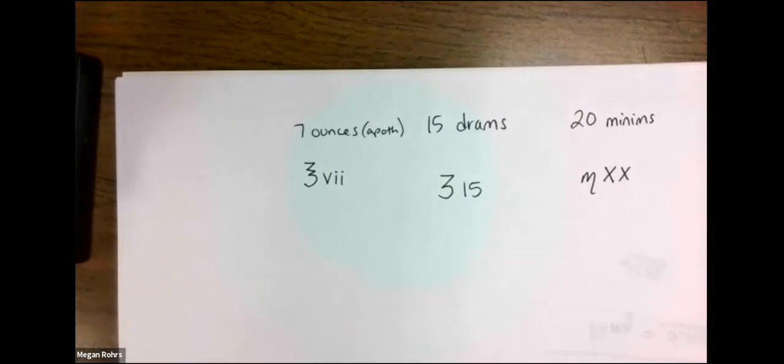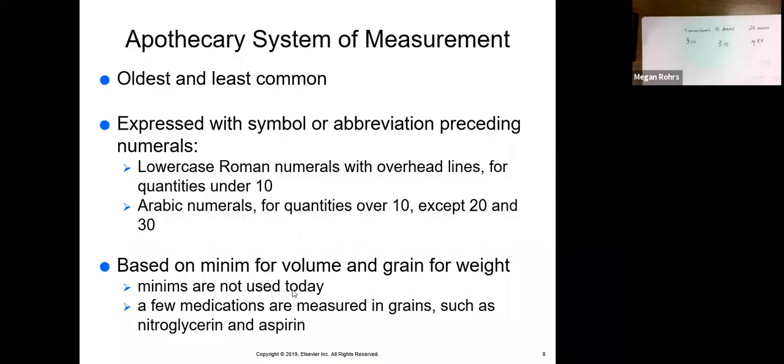Okay, so minims are not used today, so we don't really see that anymore. However, we do still see grains. So we see that in medications such as nitroglycerin, aspirin, codeine is another one. So we'll come back to that more in chapter 5 and 6 here.